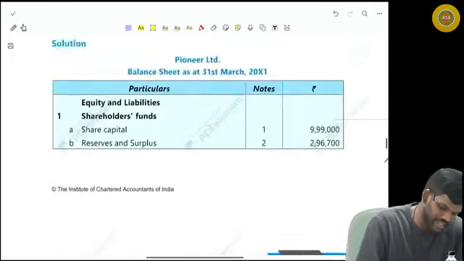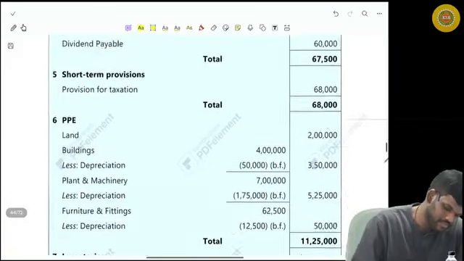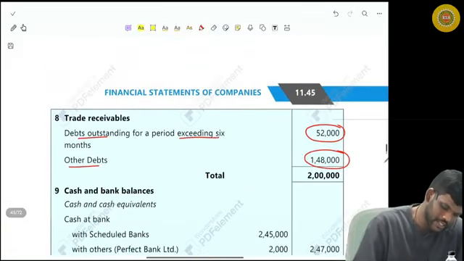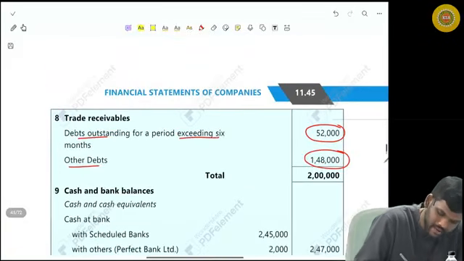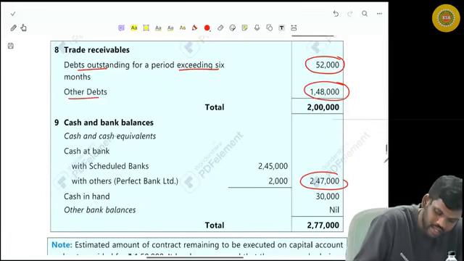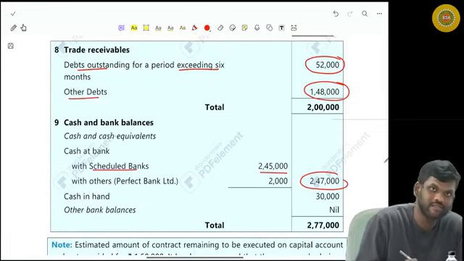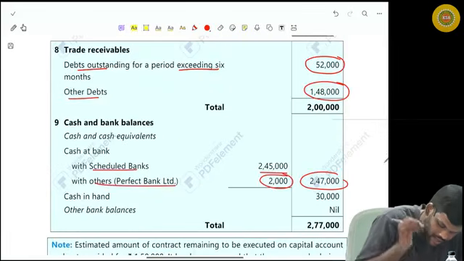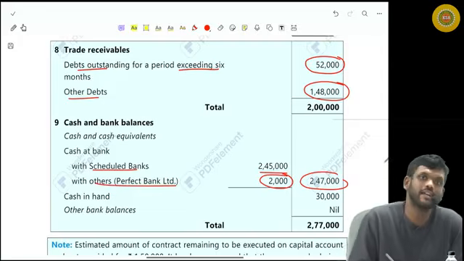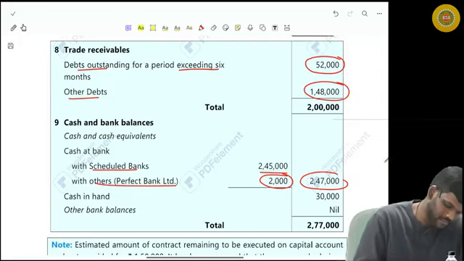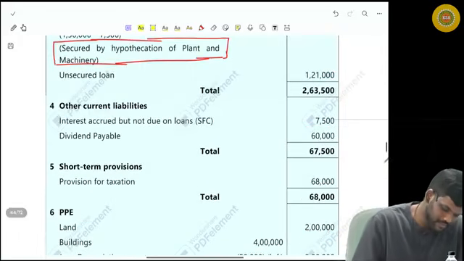Let me show you in the answer notes to accounts. So if you see here, cash at bank totally 2,47,000. The 2,45,000 is separately with scheduled banks, 2,000 separately with non-scheduled banks. Ensure you show this properly. Last adjustment.